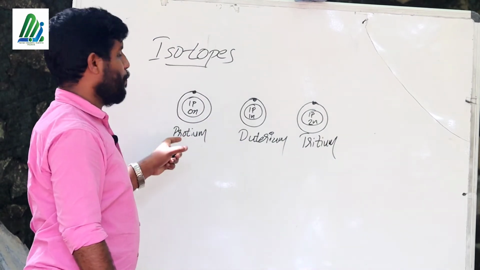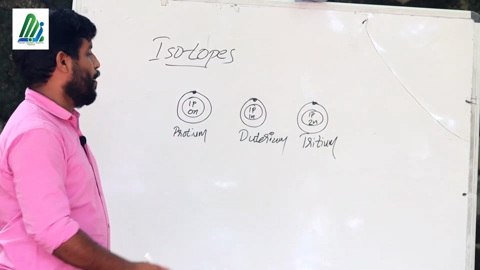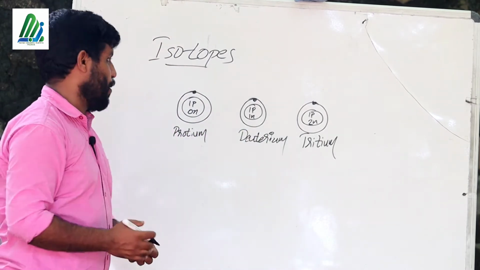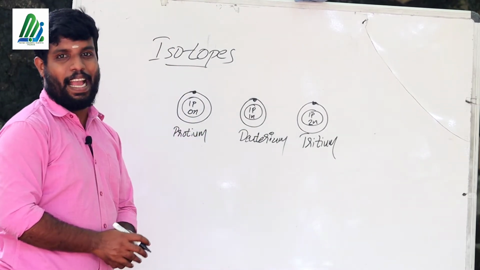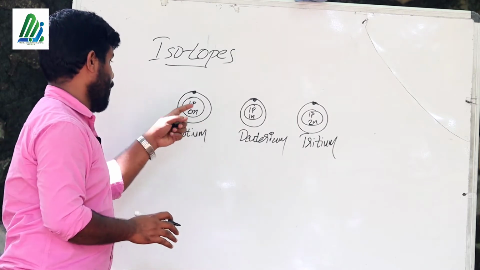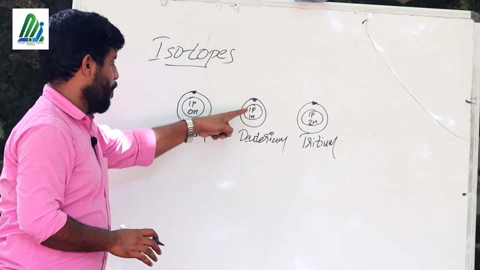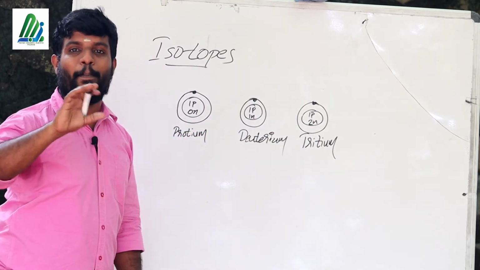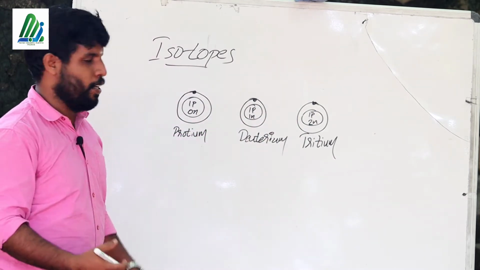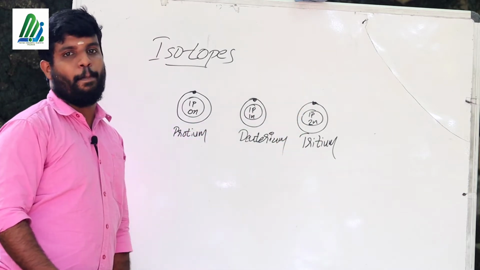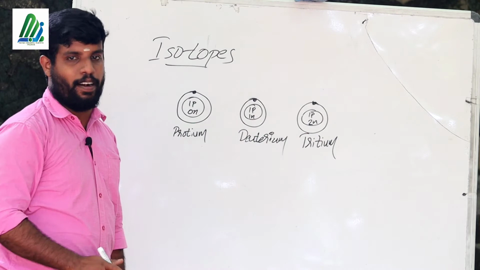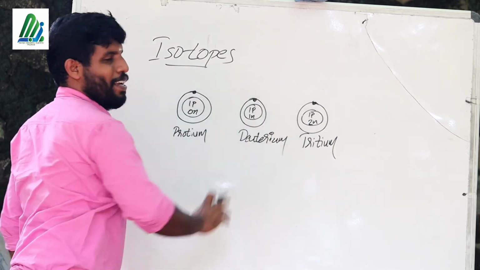So protium, deuterium and tritium are the atoms we have represented here: 1 proton, 0 neutron; 1 proton, 1 neutron; 1 proton, 2 neutrons. Here the number of neutrons is different. There is no change in the number of protons. In all cases the number of protons is 1, but the number of neutrons is different.